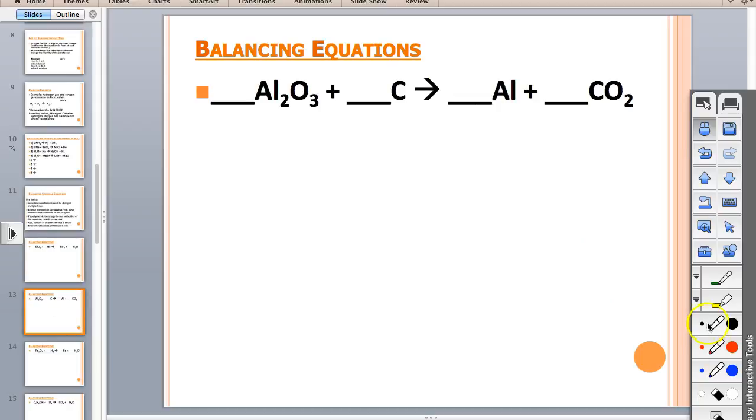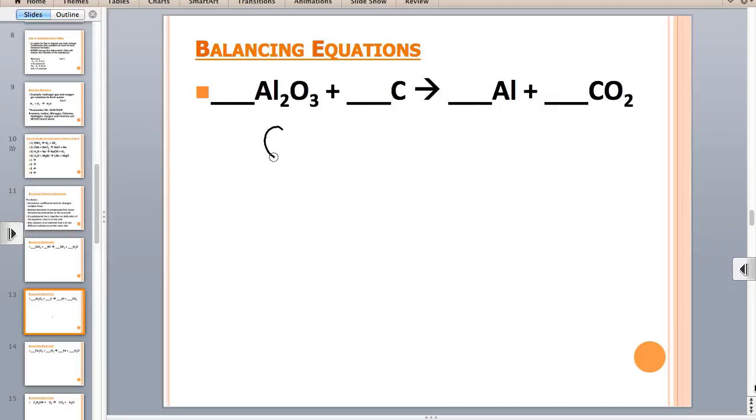Watch. Do I have any elements that are all alone somewhere? Carbon and what else? Yeah, so I'm going to put oxygen first, and then I'm going to put aluminum and carbon. Now, when you do this, it makes your life a lot easier. So try it this way. I'm going to let you finish and see how it works out, and I'll work it out for you.